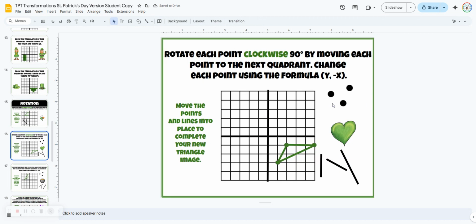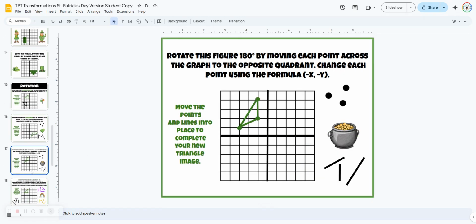The next figure, they're going to rotate this one clockwise 90 degrees, so that would also place it in quadrant 3, and they're going to use this formula for their new points. Now here we're going to rotate 180 degrees, so that would place this figure in quadrant 4, the opposite quadrant. And they're going to use this formula.